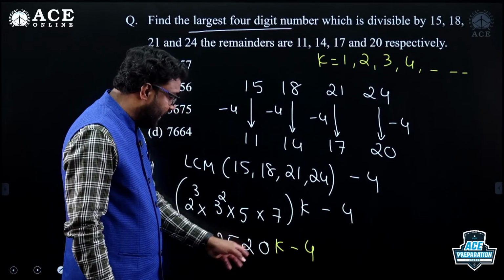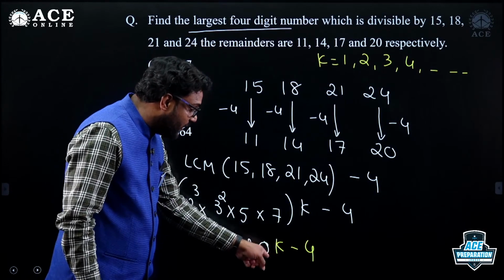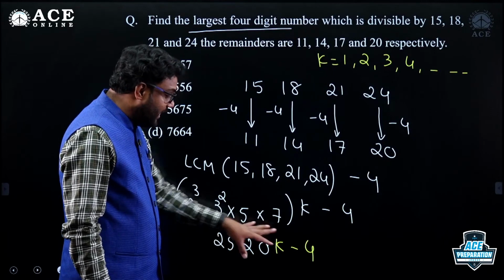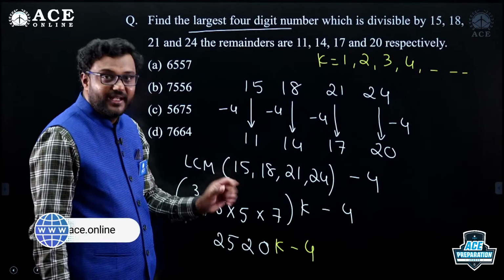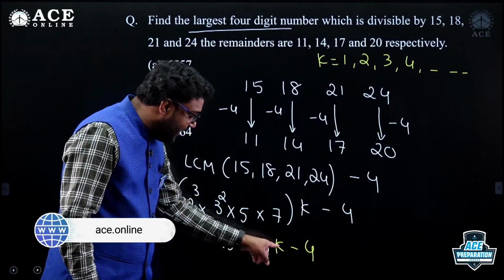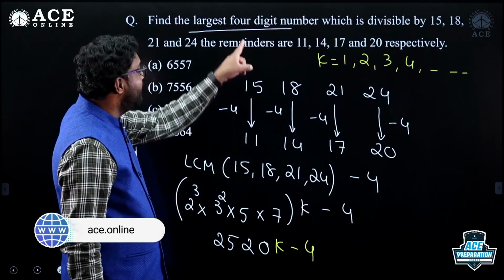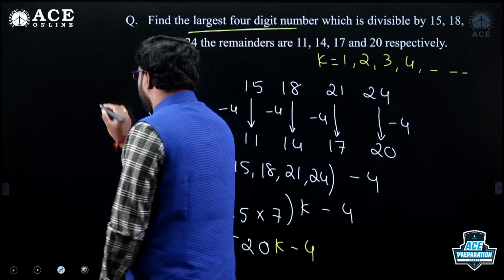2 will be 5040, right? 3. But if you go for 4, you are entering into 10,000s, a 5-digit number. Okay, you want to take k value 3 only, my dear friends. If you take k value 4, we are entering into a 5-digit number. They are asking 4-digit. So we have to take k value 3 here.